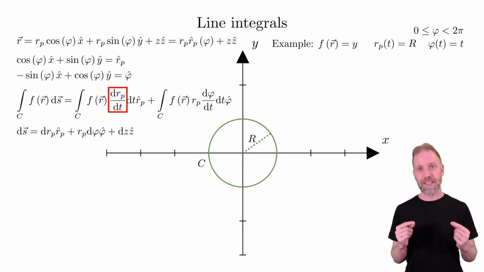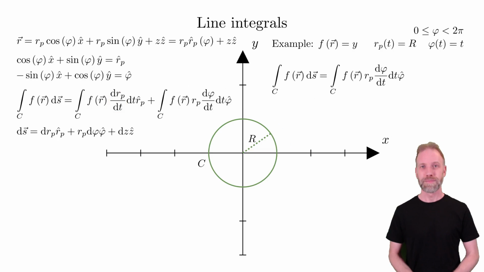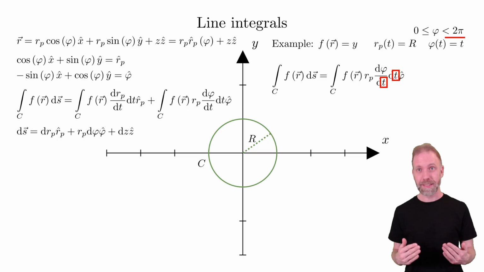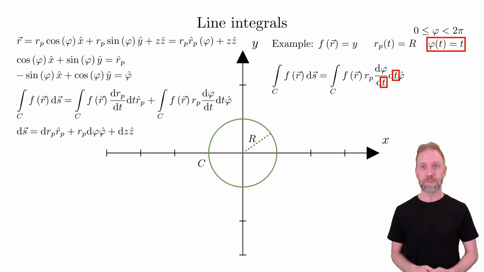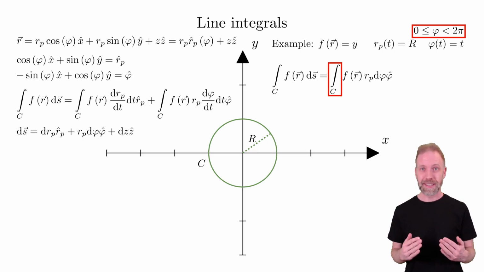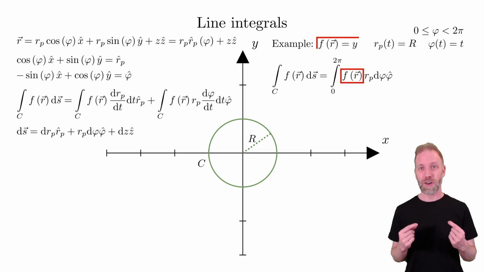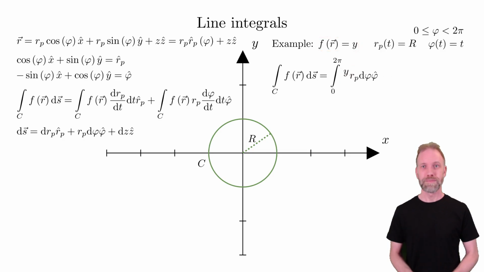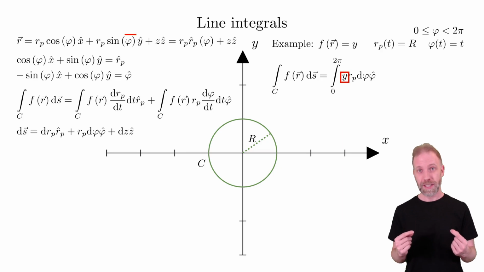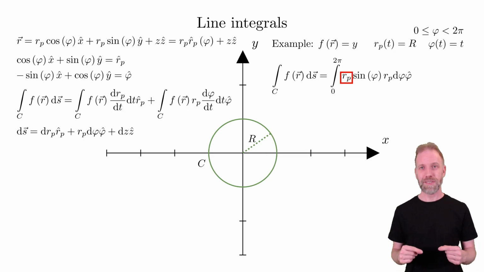This time, the r dt will be 0 as the radius is constant. As t is phi for our parameterization, we can keep phi as our integration variable. The phi dt is 1. As phi goes between 0 and 2 pi, we can write these as the integral limits. Insert the function f of r is y, and rewrite y in polar coordinates. Insert the value for rp.